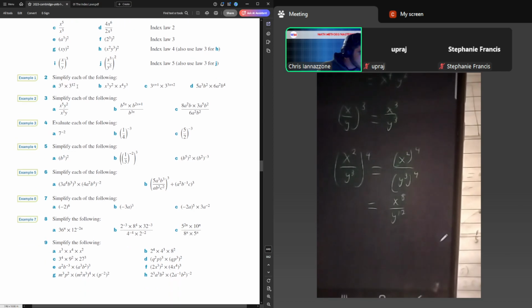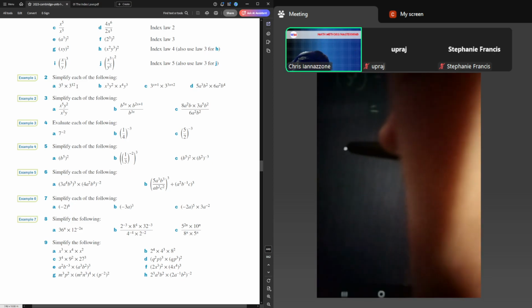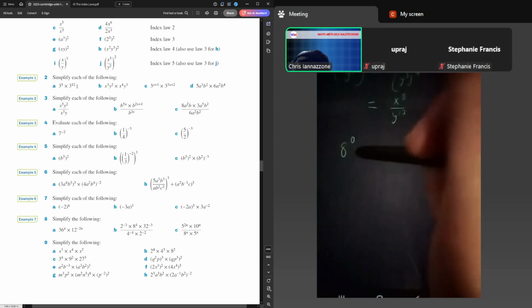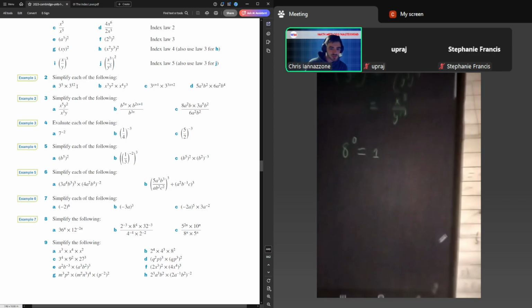The other is a real quick one. If I have any number, let's just say 8, and it's to the power of 0, you're always going to get 1. I don't really know how else to show that on its own. You just have something to the power of 0, and it equals 1. That's all there really is to that.